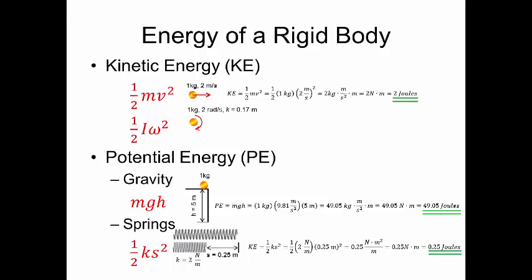If we have a 1 kilogram ball that's rotating at 2 radians per second with a radius of gyration equal to 0.17 meters, we can calculate the kinetic energy of this object by simply plugging in what we know. Our mass moment of inertia is equal to 1 kilogram times the radius of gyration squared, 0.17 meters squared. Our angular velocity is 2 radians per second. And so, if we put that into our equation, we have 1/2 times 1 kilogram times 0.17 meters squared times 2 radians per second squared. Carrying the units through, this gives us 0.058 kilograms meters squared per second squared, which is equal to 0.058 Newton meters, which is also equal to 0.058 joules.